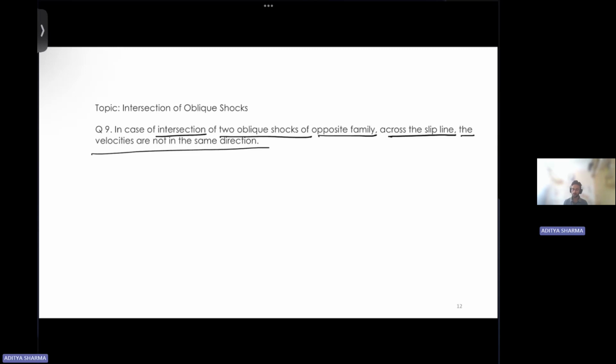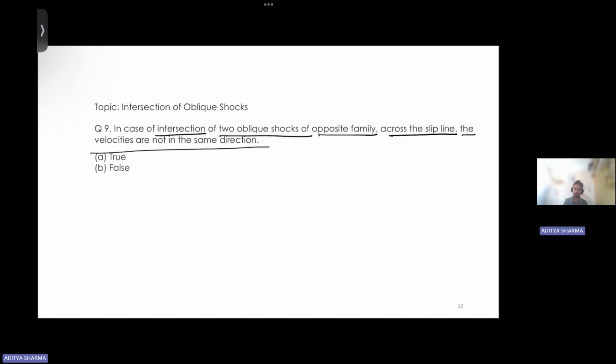So the question, though very basic, covers the whole concept of the slip line. It says that across the slip line, the velocities are not in the same direction. That is not true, right? They are in the same direction. So the answer to this question is false. Option B is correct, right?